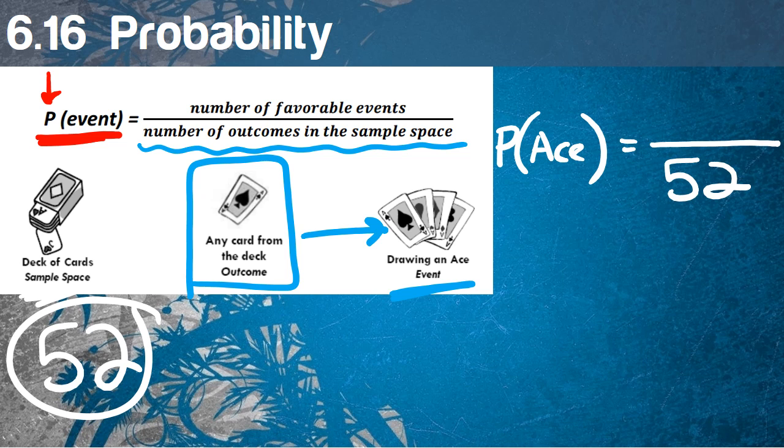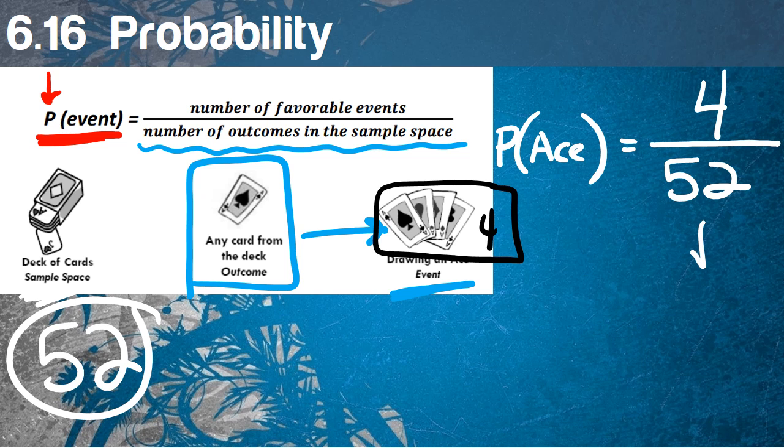In the event of drawing an ace, there are 4 aces in a deck. So 4 is going to be our numerator. So the probability of drawing an ace, we write that as 4 over 52. We can simplify that to 1 out of 13. So every time that there are 13 cards, the probability of drawing an ace should be about 1 card.